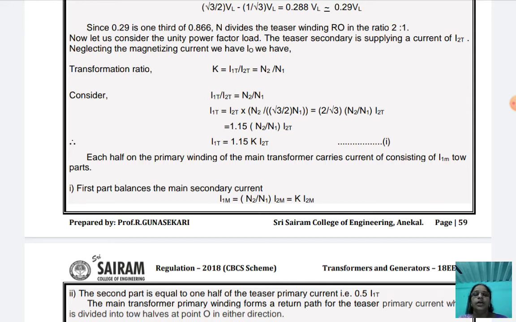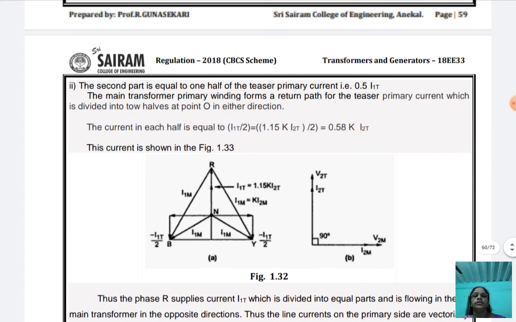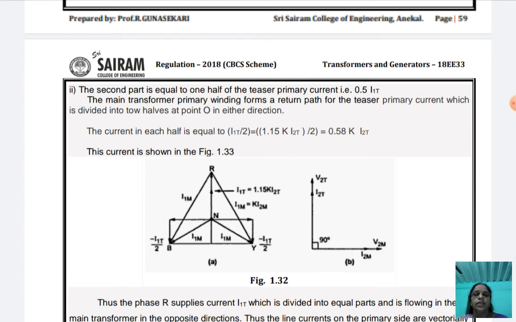So therefore, the first part of the main transformer secondary current, that is I1M, is equal to K into I2M only. Then next, you can see the other current in each half is equal to I1T divided by 2. Now you can see the diagram 1.32.